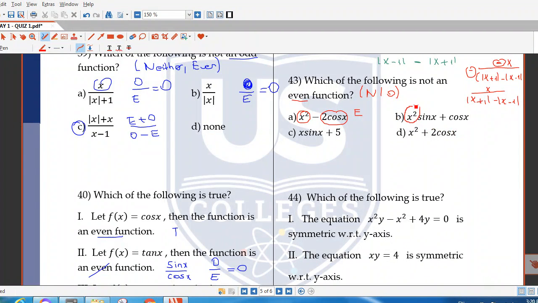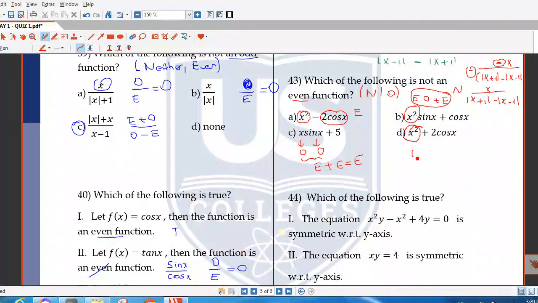X squared is even, sine is odd, so it will be odd, plus even doesn't make any sense. It is none of them. X and sine: x is odd, sine is odd, the product of them will be even, plus a number which is even, also even.